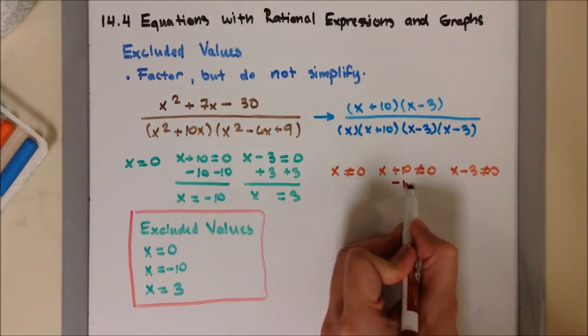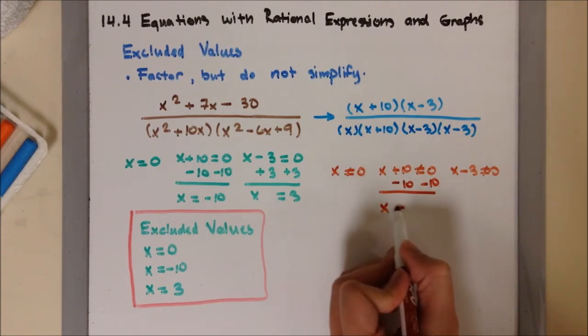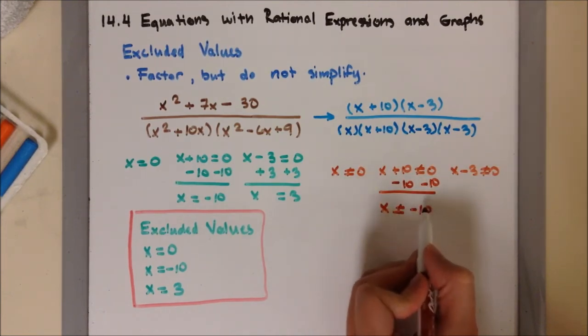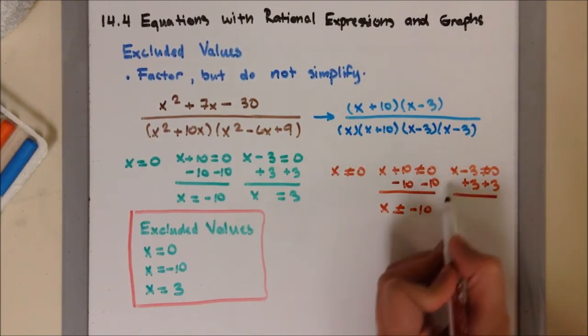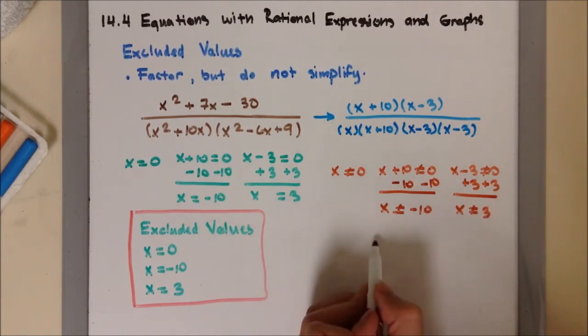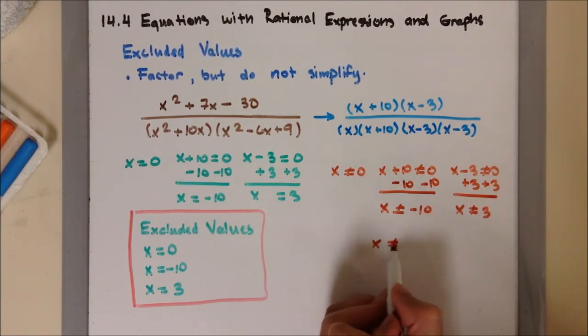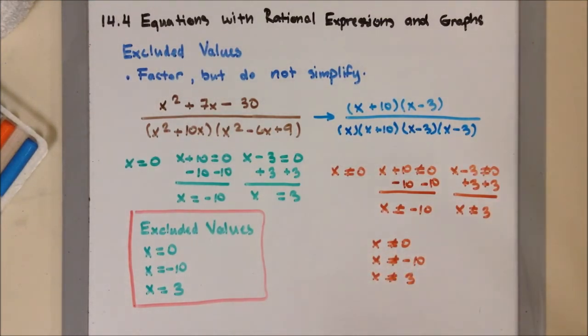So here, minus 10 on both sides. So x not equal to negative 10. Over here, plus 3. So x not equal to 3. So my final answer is x not equal to 0, x not equal to negative 10, and x not equal to 3. So that is our final answer. Let me box that up.